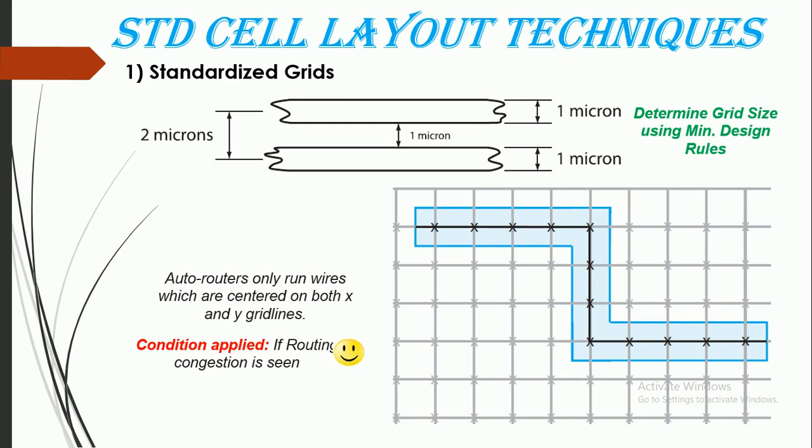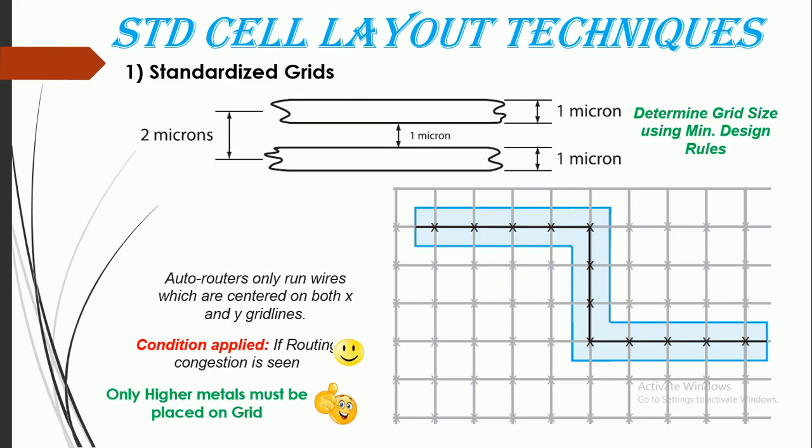Yes, and this holds good only for higher metals. Metal 1 will not be considered for this tool, like metal 1 need not always be on grid. Only higher metals must be placed on grid. That's cool, right? Yes.